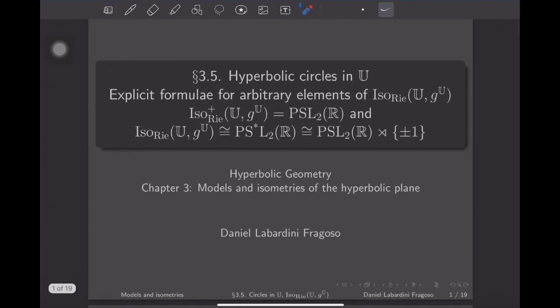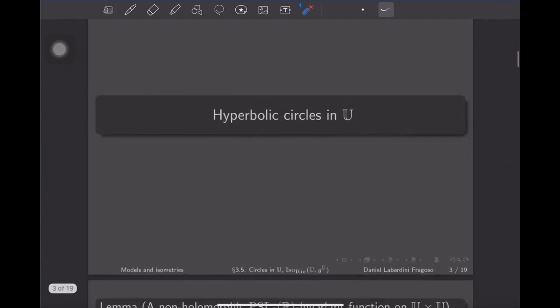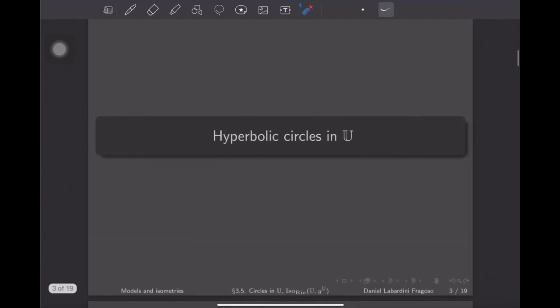The next topic, which is ready for today's class, is hyperbolic circles in U. So I'm going to describe the hyperbolic circles in U, and then I'm going to go back to study the Riemannian isometries of the upper half plane to give now full descriptions of the isometry groups. But hyperbolic circles, right? Because if we already studied the shortest curves, which are the notion corresponding to straight line in the model, the next thing that would be nice is to give a description of the circles.